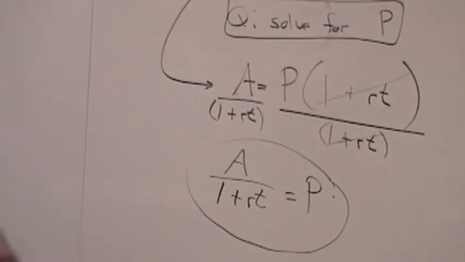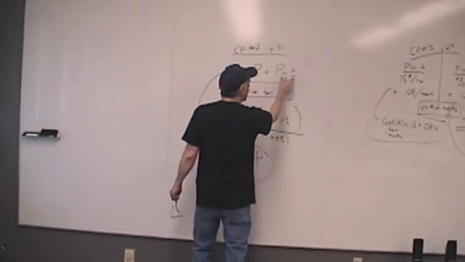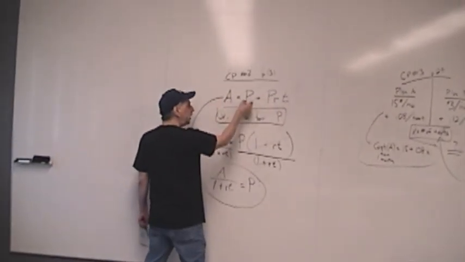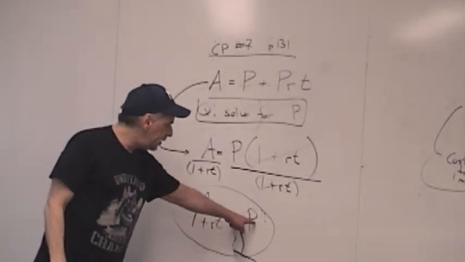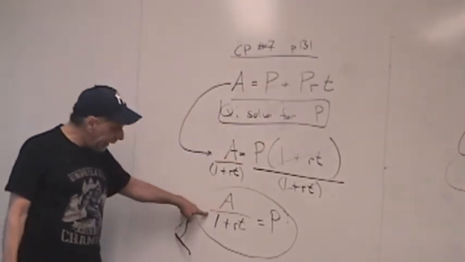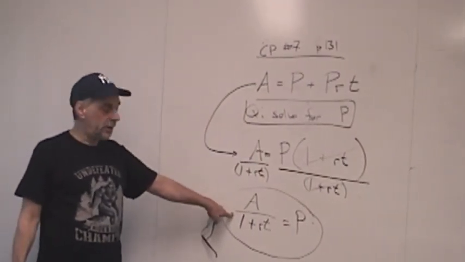Okay, so a common mistake here is people will just take this and put it over here, and then they'll say P equals A minus PRT, but that's no good. We cannot have this variable that we're looking for in our solution. We have to factor it out. That's the key.